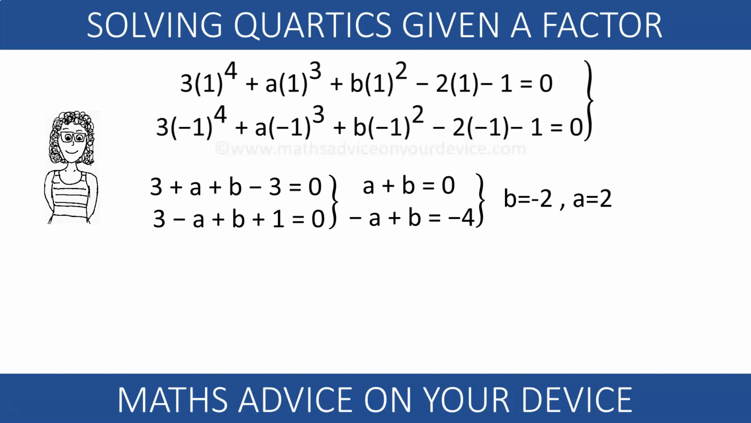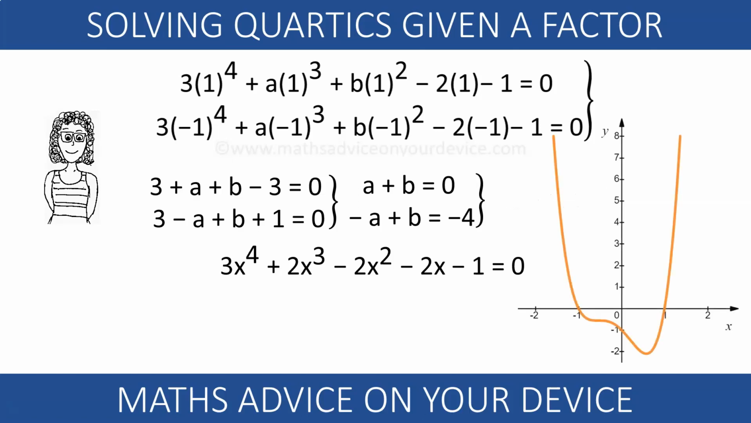A is 2. The quartic equation is 3x to the 4 plus 2x cubed minus 2x squared minus 2x minus 1 equals 0. And it has only two real solutions. The other two solutions are imaginary. I know that because the graph crosses the x-axis only twice.